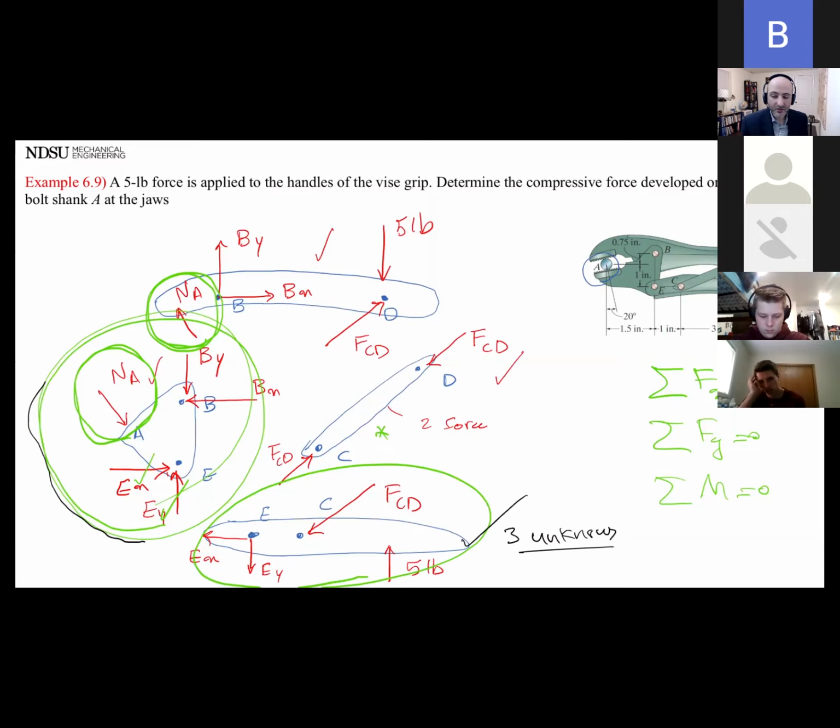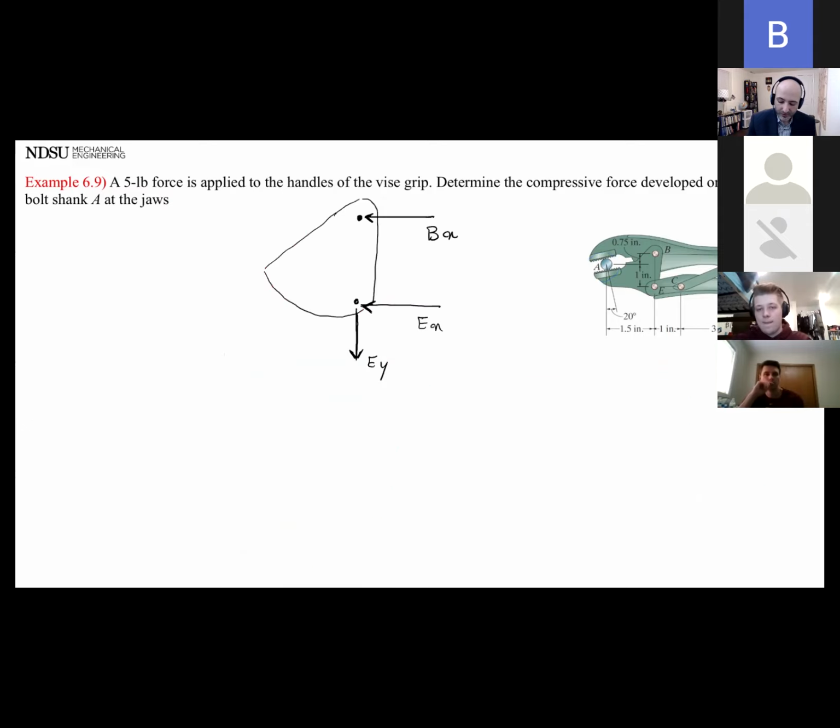That means I can solve it. I can find FCD, EY, EX. Then I can come back to this free body diagram and then I have 3 unknowns and solve it. So the golden number for you guys is 3 unknowns. That's what you can do. And if you see a free body diagram that has more than that, you got to go use another free body diagram to find some of the unknowns. Okay.